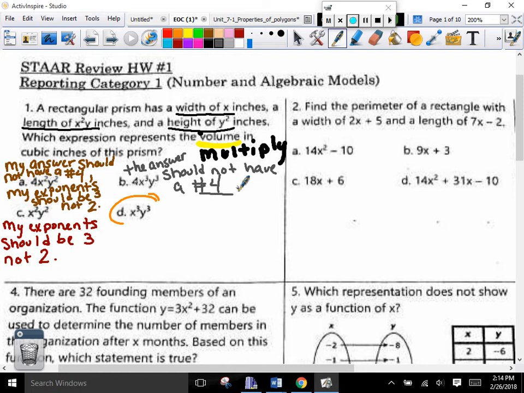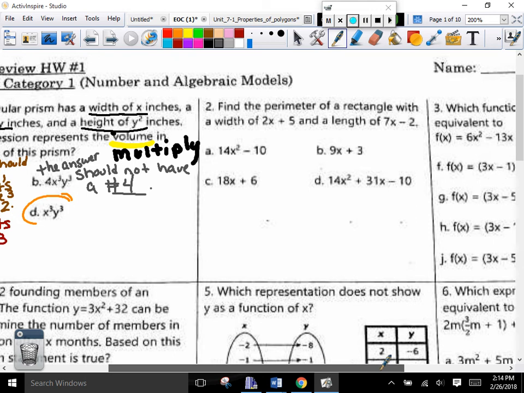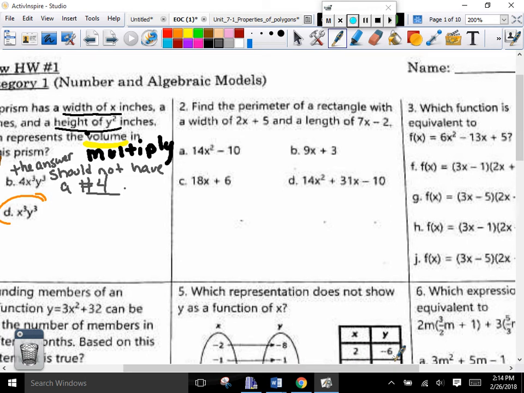So we're done with question number 1. Let's move to question number 2. Question number 2 says: find the perimeter of a rectangle with a width of 2x plus 5 and a length of 7x minus 2. So what we do is look at any keywords. Again, I can see the word perimeter. It's familiar to me, and I should know that for perimeter, I am going to add.